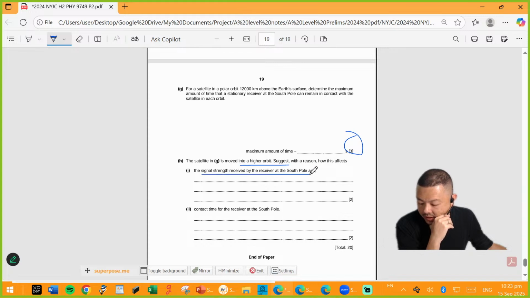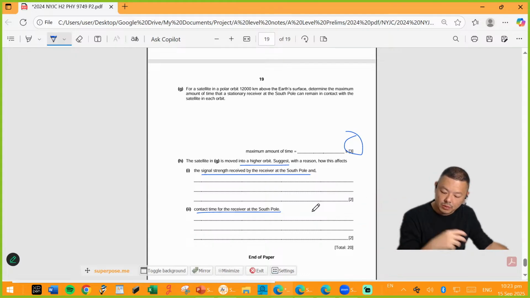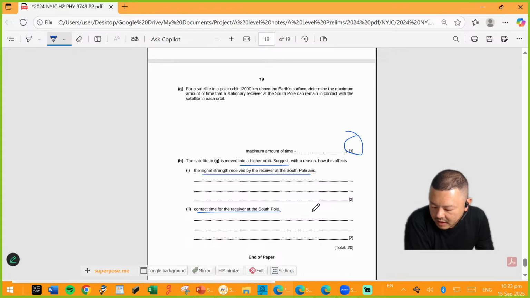And then they ask you, move to a higher orbit, how does this affect the signal strength? How does it affect the contact time? Oh no, these two you should be able to get. So around 8 or 9, no? Yeah, 8 or 9. But if you have enough time, then yeah, allocate.